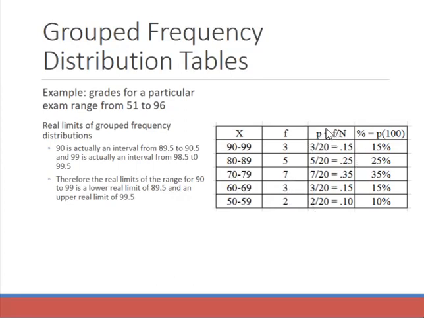I can calculate the proportion here, right? There's 20 total. I know that by adding the sum of the frequencies. So 2 people out of 20 got in the 50s, which is a proportion of 0.10 and a percentage of 10%. The other thing to remember is the real limits. A score of 90 can actually be anywhere from 89.5 to 90.5. So the real limit for the range of 90 to 99 is actually a lower real limit of 89.5 to an upper real limit of 99.5.